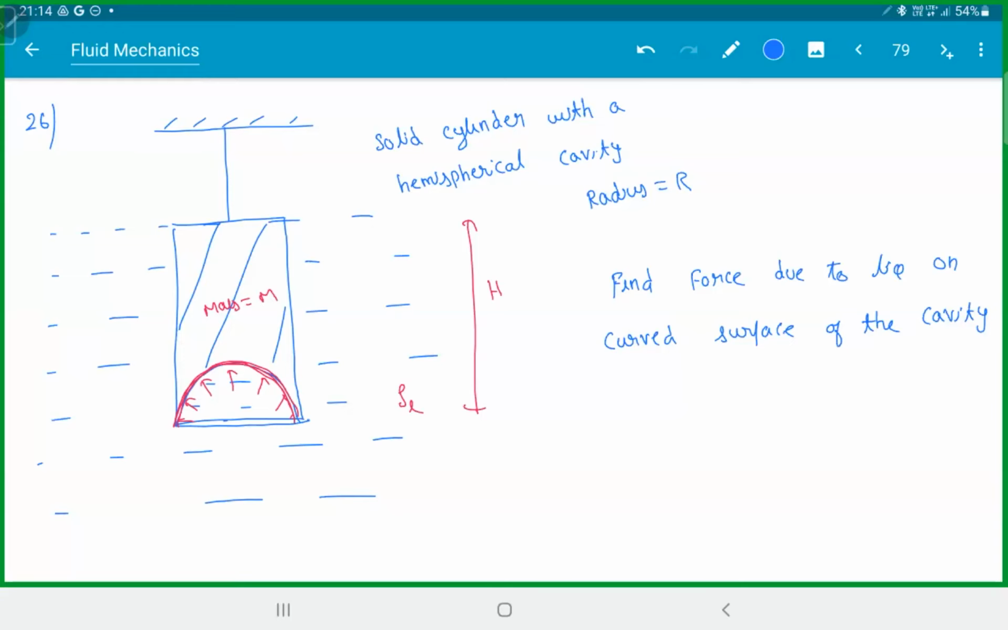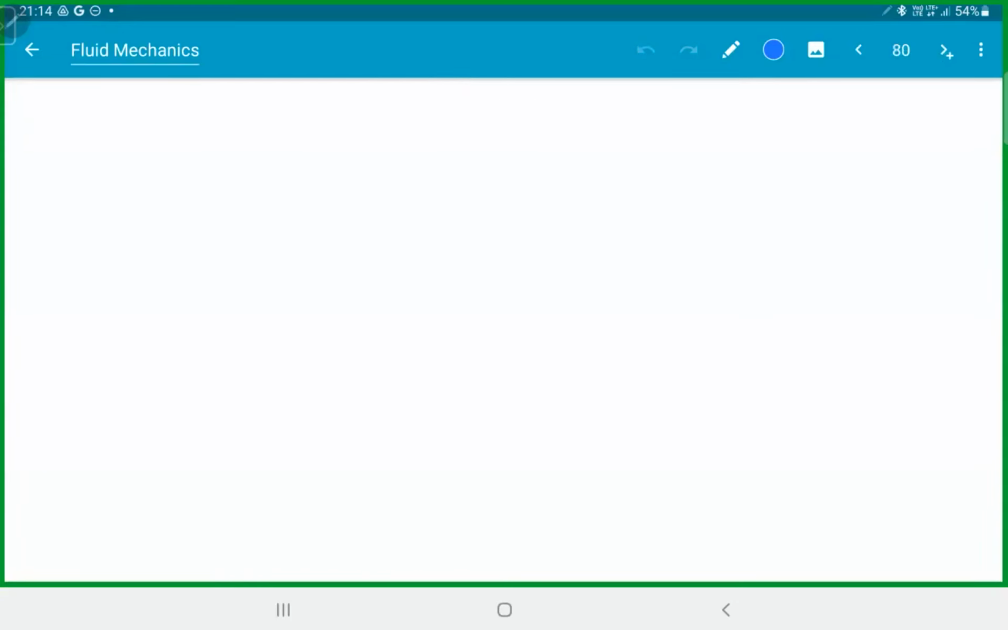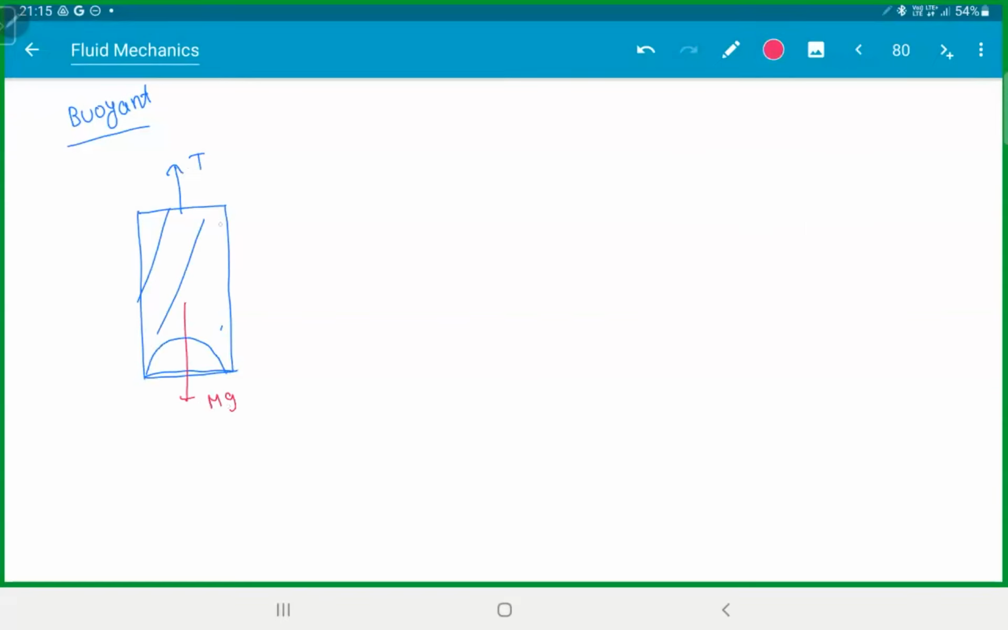How to do? See this question, right? Let's do it in 2 ways here. First, let's use buoyant force. Now, if I use buoyant force, what will be the FBD? Tension, your own weight mg, and the buoyant force FB, which is density of the liquid times the volume, that is, cylinder volume pi r square h minus the cavity volume 2/3 pi r cube, into g. Agreed?